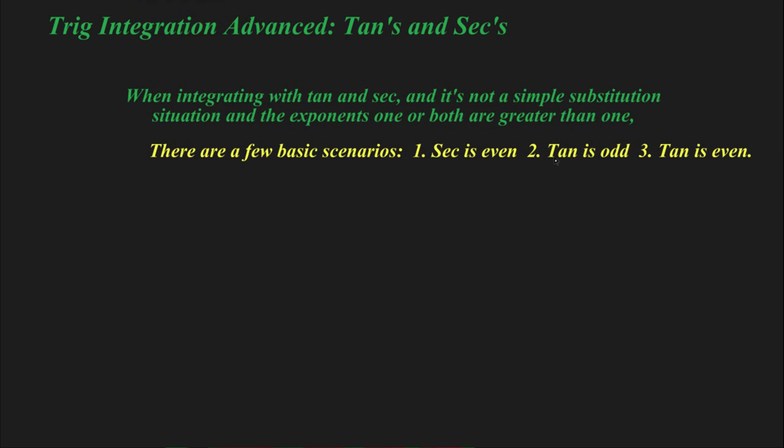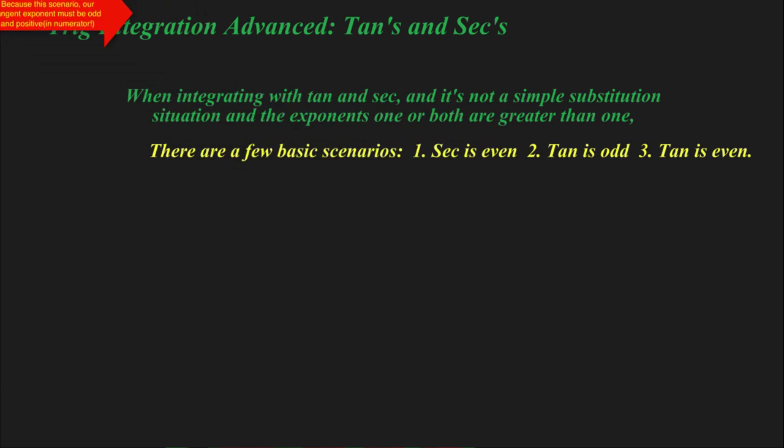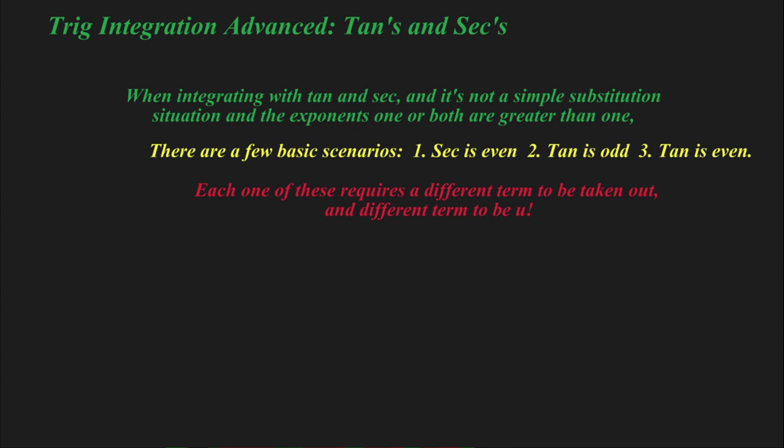So our tangent exponent alone would need to be odd and positive, meaning in the numerator. All right, again, tangent would need to be odd and in the numerator. It can't be negative, it has to be positive. So for each one of these scenarios, we're going to have a different term that's going to be set aside, and we're going to have a different term that's going to be our u.